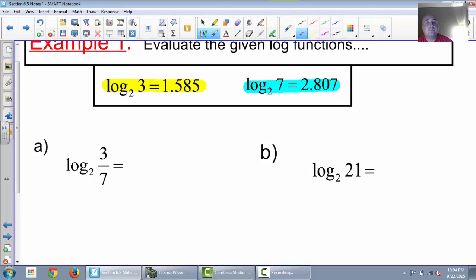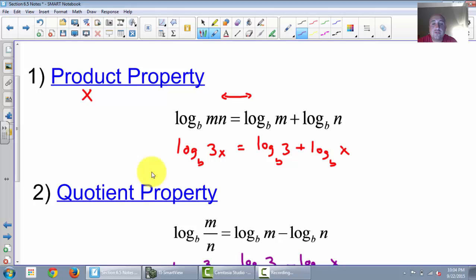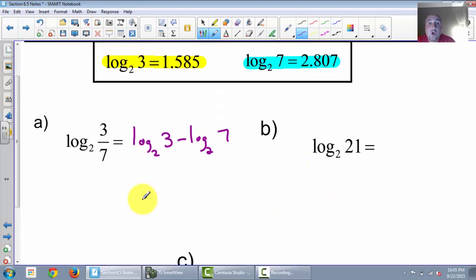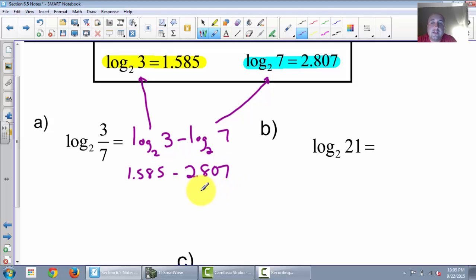If we notice part A, it says log base 2 of 3 divided by 7. So we're going to use the quotient property. You take log base 2 of the top minus log base 2 of the bottom, which is 7. All I did was follow the quotient property. It says if you have something over something, you take log of the top and you subtract log of the bottom. Now we know the answers to these. Log base 2 of 3 is right here, and log base 2 of 7 is right here. So I'm going to take 1.585 and subtract 2.807, and that should give me my answer.